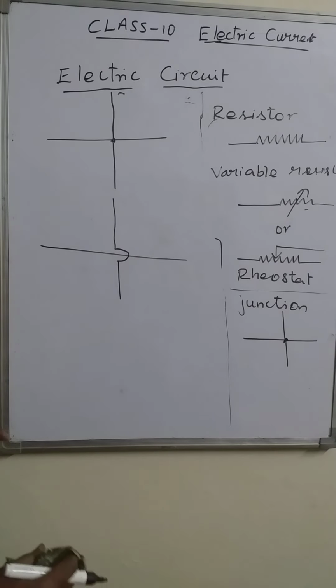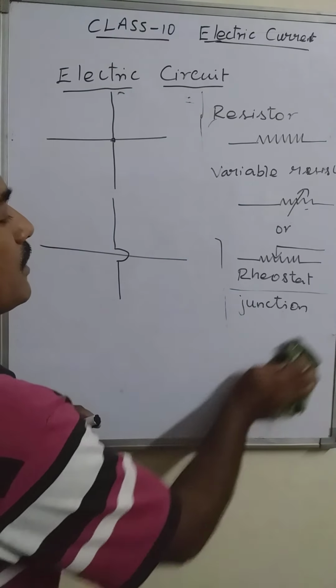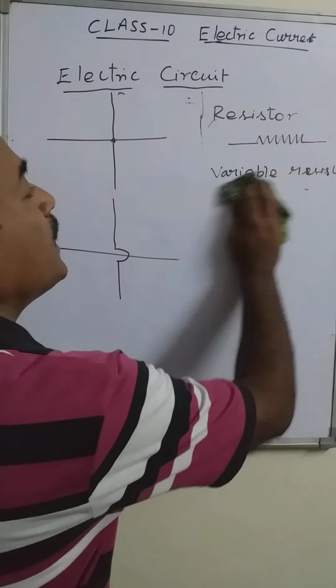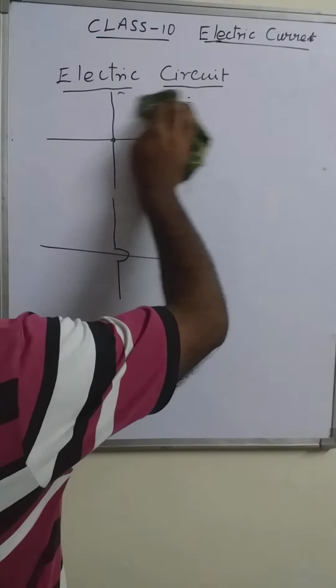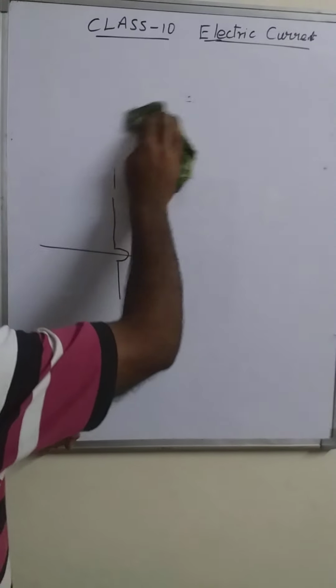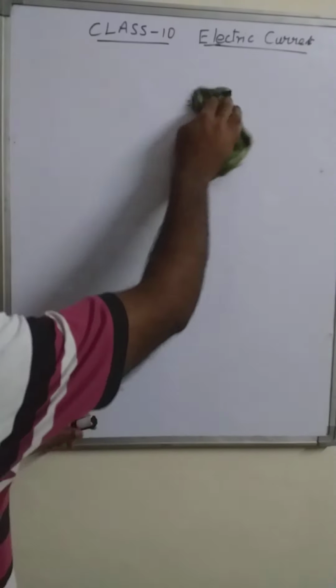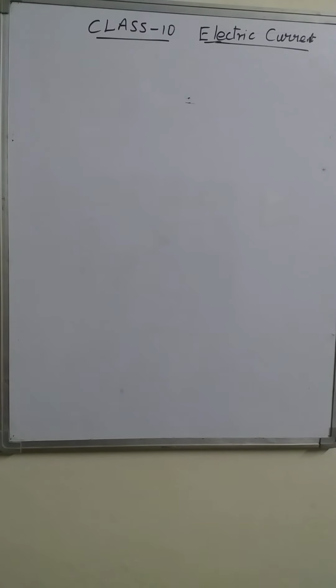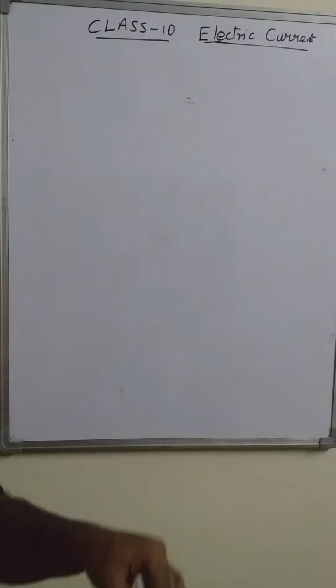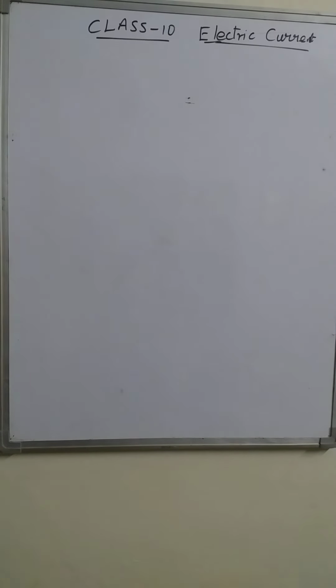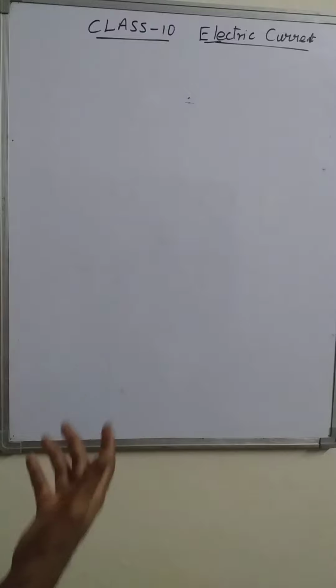Right. Now, we have discussed some basic terms related to electric current. First it was electric current, next potential difference, and now the electric circuit. The next step is how this potential difference and electric current are related. That has to be discussed. This is the relation between electric current and potential difference.